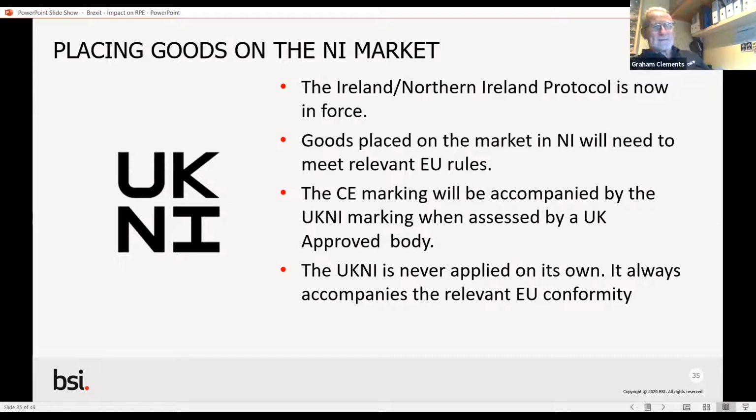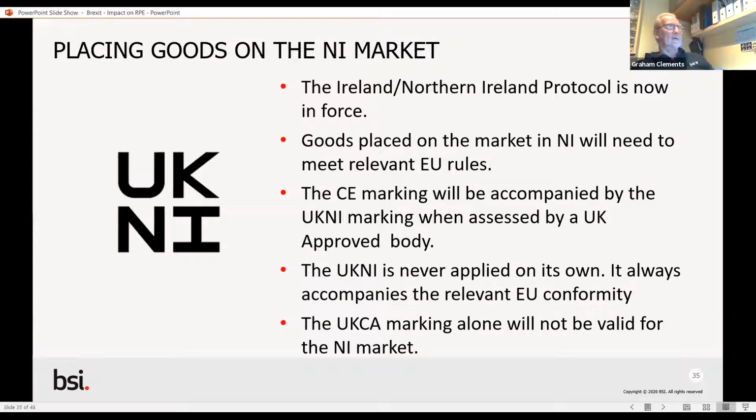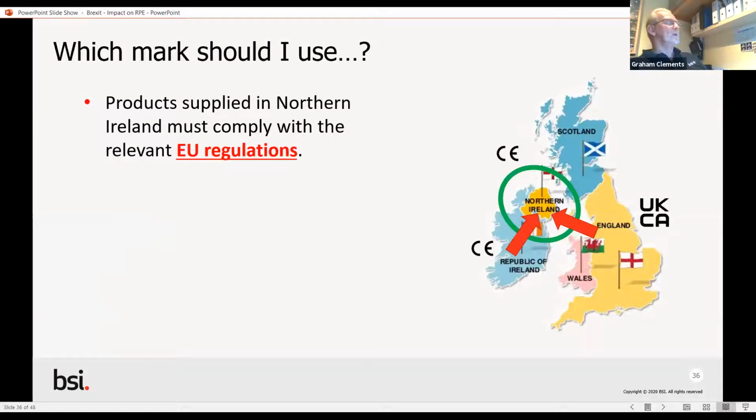You don't need to see CE, UKNI and UKCA combined, because if you have CE and UKCA combined, then you'll meet the EU rules for Northern Ireland and you'll meet any UK rules. So the UKCA alone can't go into Northern Ireland either. So in brief, if your product is supplied in Northern Ireland, it must comply with the EU regulations.